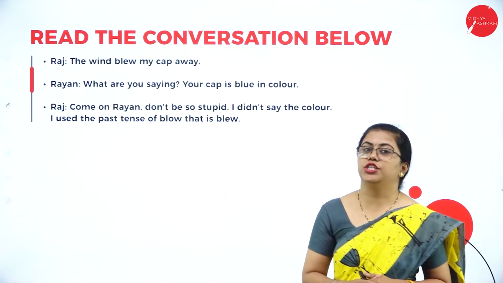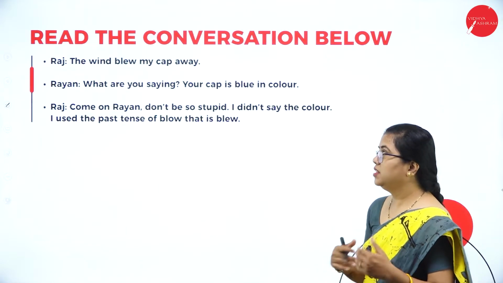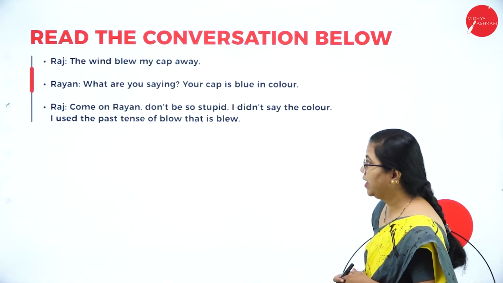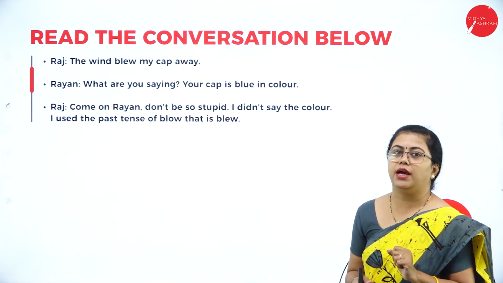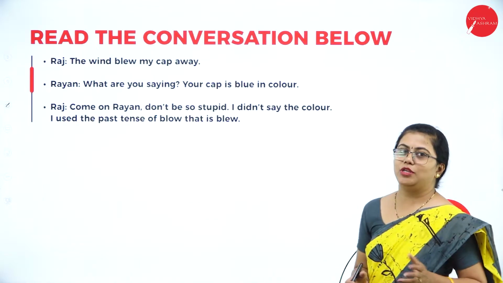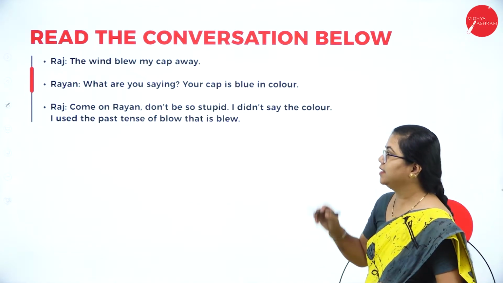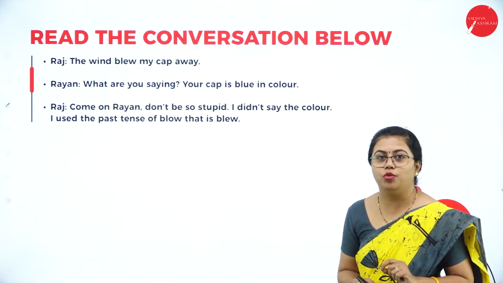So here is a conversation for you to read. Raj, the wind blew my cap away. Asks this Ryan. What are you saying? Your cap is blue in color. Come on, Ryan, don't be so stupid. I didn't say the color. I used the past tense of blow, that is blue.